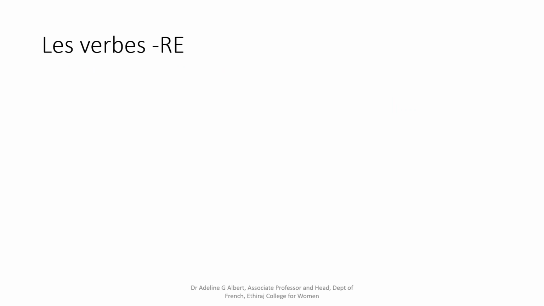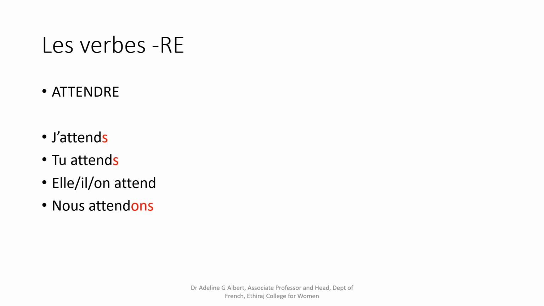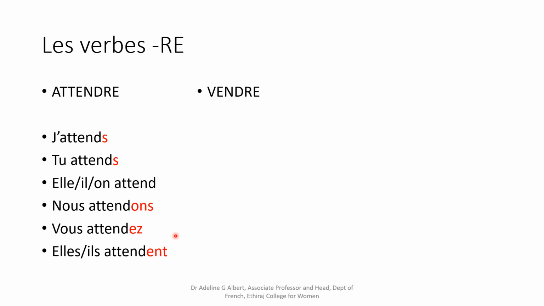Now let's go on to RE verbs. You have attendre: j'attends, tu attends, elle, il, on attend, nous attendons, vous attendez, ils attendent, elles attendent. I've put the endings in red. So you remove the RE from the infinitive. Here, attendre is to wait. I remove the RE, to which I add my endings.